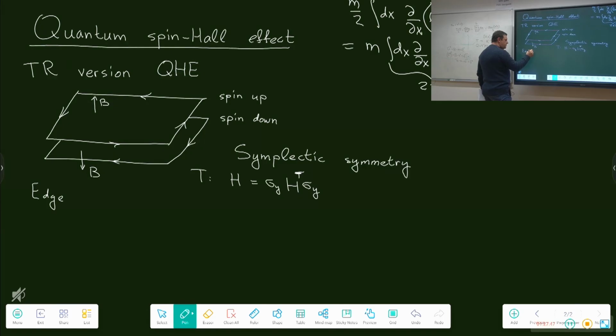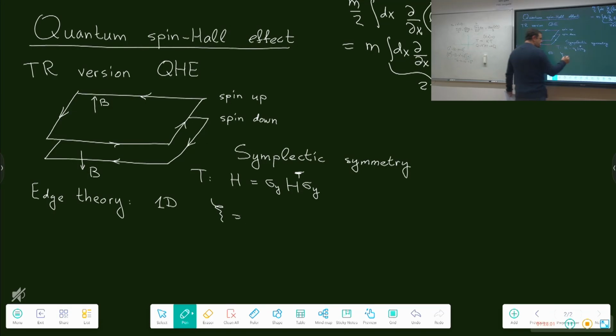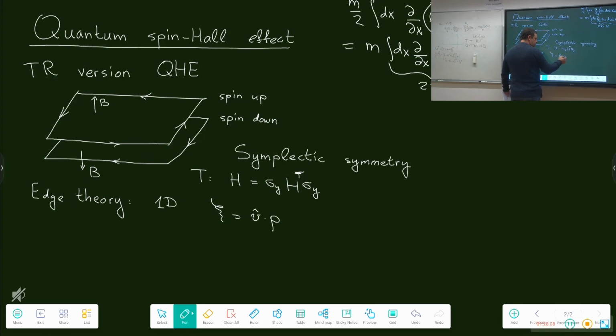Edge theory is written in terms of the one-dimensional Hamiltonian, that looks like this. H equals velocity operator times momentum. It's one-dimensional. And the velocity operator is a number v times a matrix 1, -1.